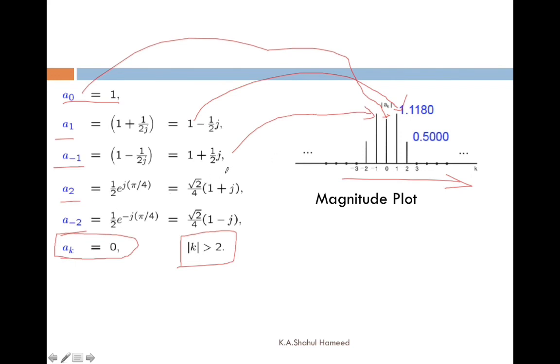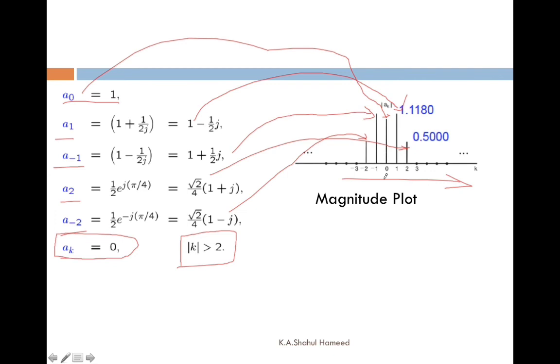a2 value is around 0.5, that you can easily find out, and a minus 2, because this is the magnitude, you will get only positive values, so this one is 0.5, and this is actually called the magnitude plot of the given problem. So in this problem, they have given a signal and they ask you to find out the Fourier series coefficient.